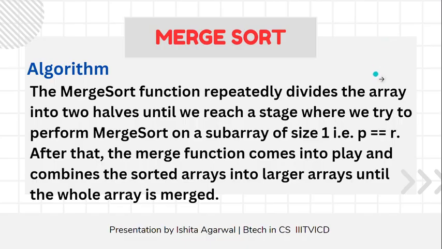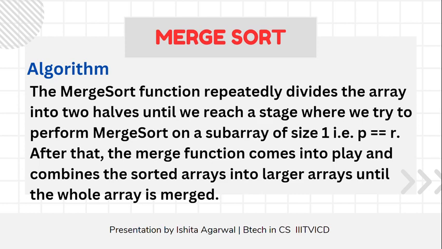Now, starting with the merge sort. What the algorithm says is the merge sort function repeatedly divides the array into two halves until we reach a state where we have to perform merge sort on a subarray of size 1, that is p equal to r. After that, the merge function comes into play and combines the sorted arrays into larger arrays until the whole array is merged. So, what we do here is we divide the array into two parts.